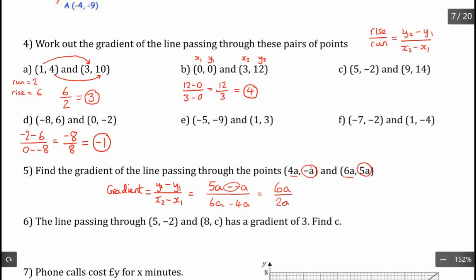And what's going to happen here is that our algebra is going to cancel off. These two are going to cancel because they're common terms on the top and bottom, and 6 divided by 2 would give me a gradient of 3.